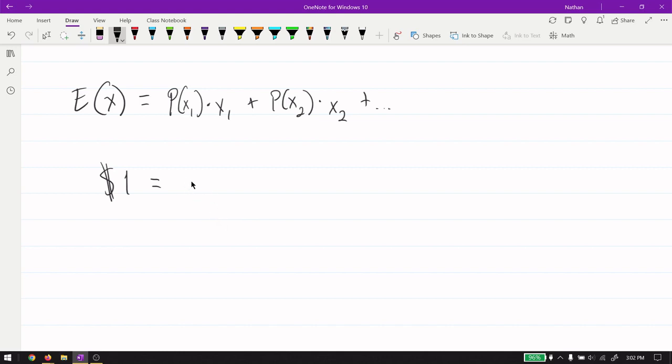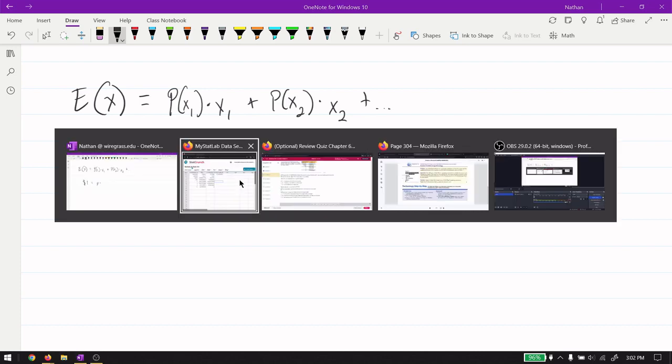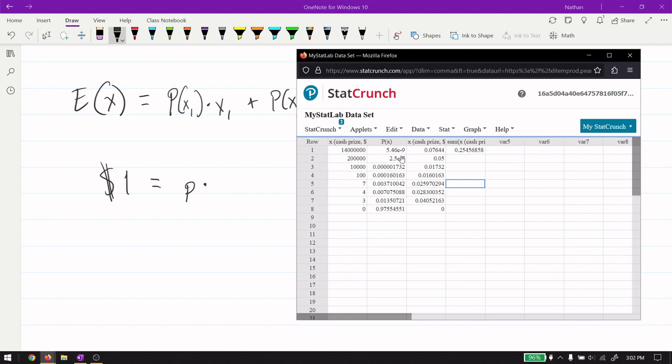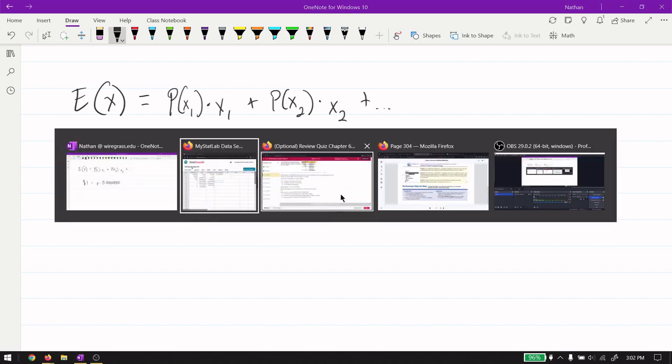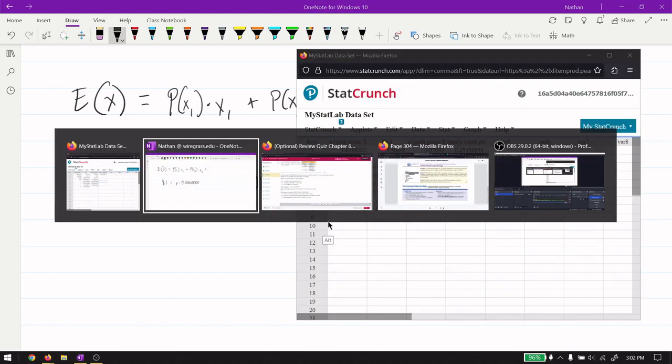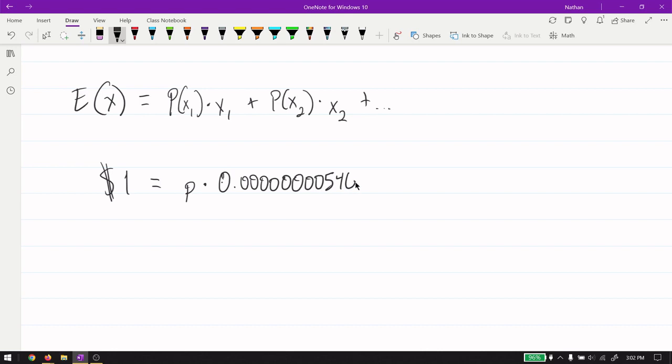Then we know that the grand prize, I'll write it as a lowercase p, is the grand prize amount, and that's going to be multiplied by the probability for the grand prize. The probability for the grand prize is very small, right? It says e to the negative 9. In other words, there are 8 zeros in front of this 5: 1, 2, 3, 4, 5, 6, 7, 8, and then 5, 4, 6. It's an incredibly low probability.